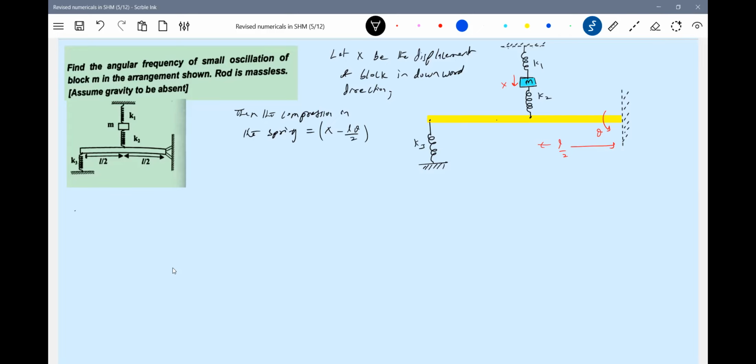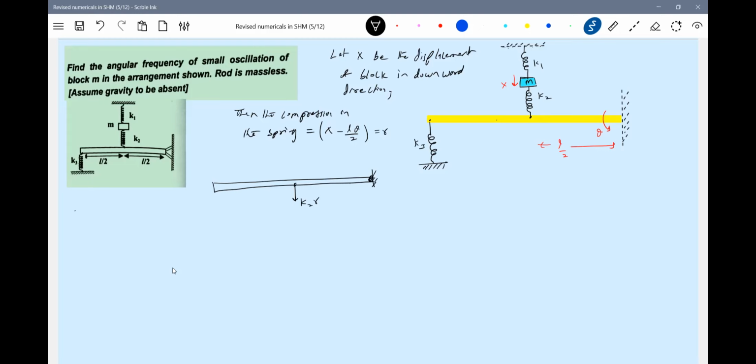But what are the forces acting on the rod? We will bring the rod into the picture. This is the rod. So here the spring force will act, K2. It's a compression, no? So the compression force, how should it be? K2 into say some R, I'll write it. The compression in the spring, let this be equal to R. K2R. Then who will balance this torque?